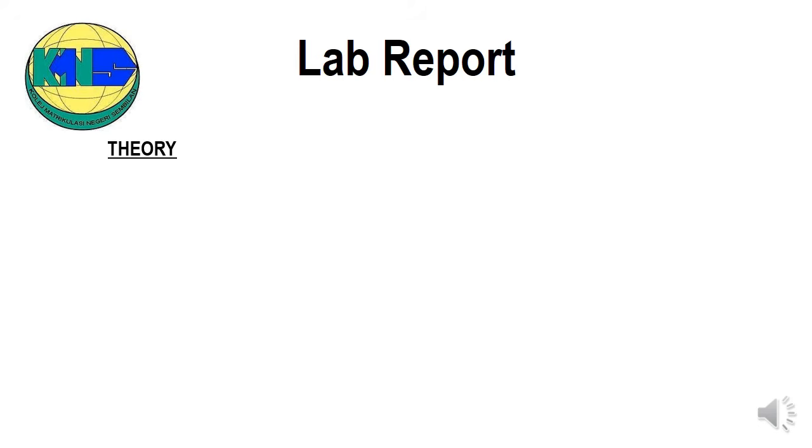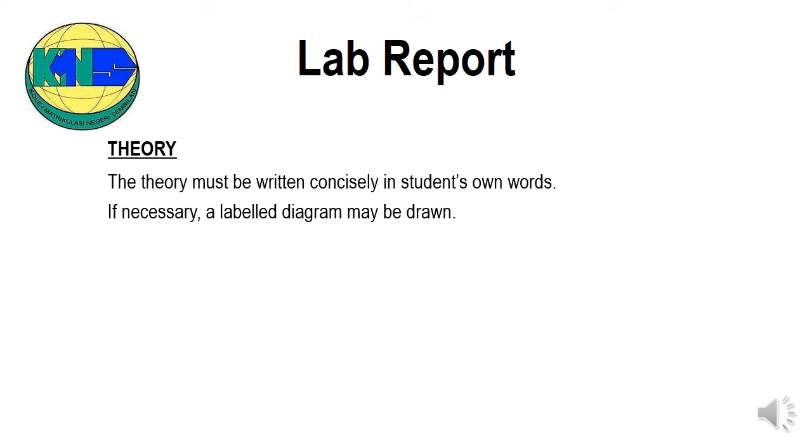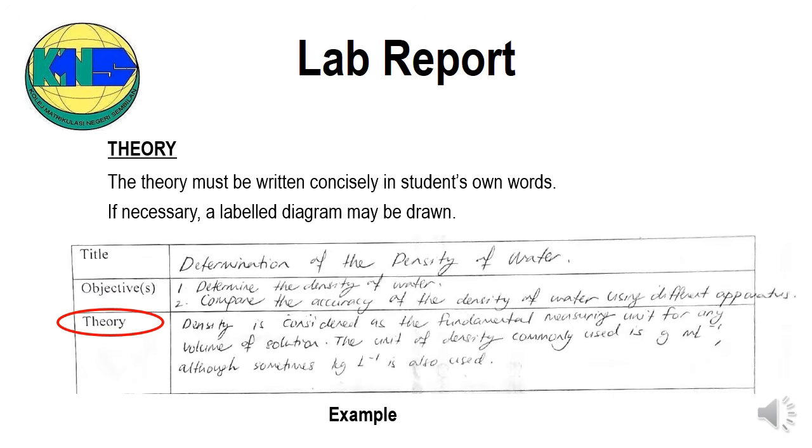Next, theory. The theory must be written concisely in the student's own words. If necessary, a labeled diagram may be drawn. The following shows a theory written in a lab report.